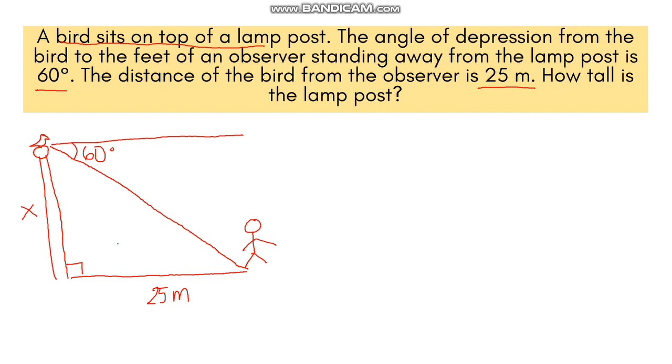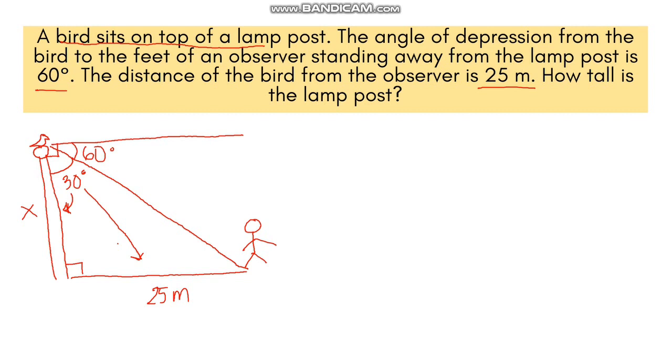So since this is angle of depression, that means the angle given is on the other triangle, which is not related now with the two given sides. So what we will do is we have to find an angle inside our triangle. So we know that this is also 90 degrees. So 90 minus 60, this angle is 30 degrees. Now let's find the relationship of the given sides to 30 degrees. So x, or the lamppost now, is the adjacent side, and then the 25 meters or the distance of the observer to the lamppost is the opposite side.